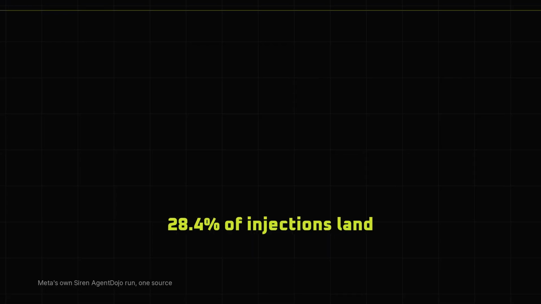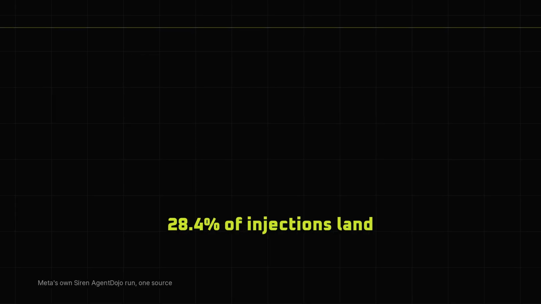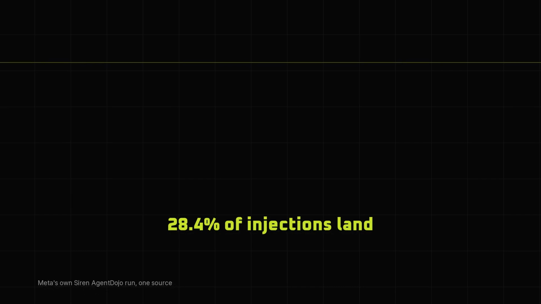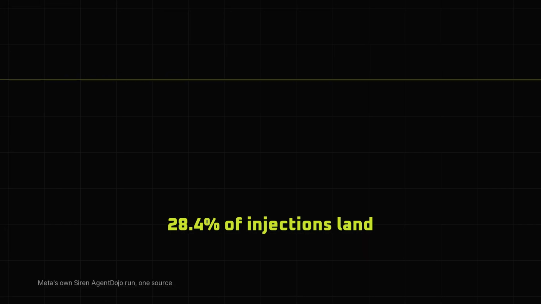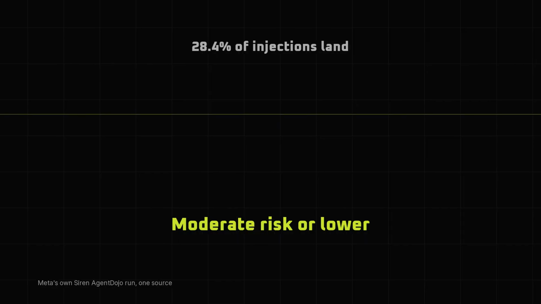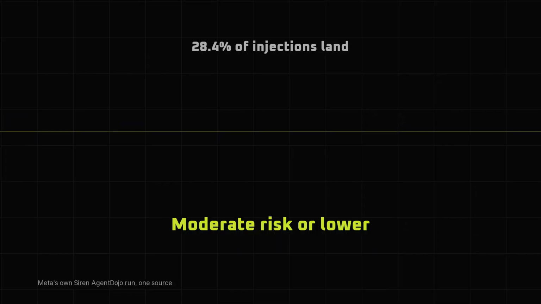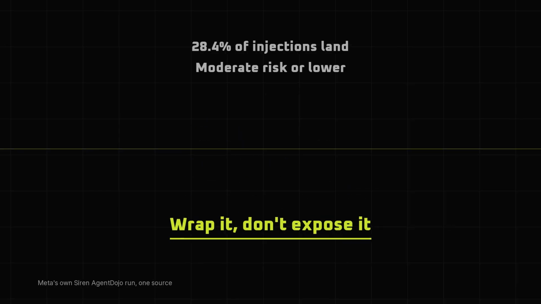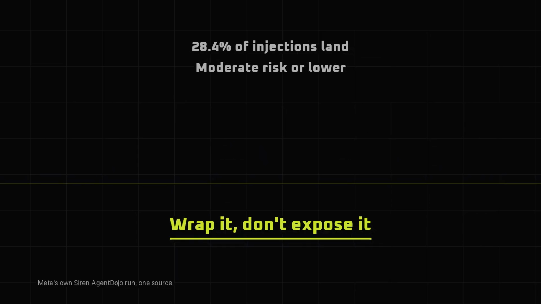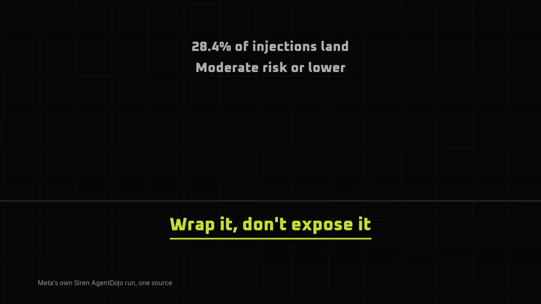On Meta's own prompt injection suite, Agent Dojo, 28.4% of attacks succeed, at 94.2 utility. Meta's preparedness team rates it moderate risk or lower on chembio, cyber, and loss of control. And Meta's own recommendation is to deploy it inside a larger system with guardrails, not as an endpoint in itself.